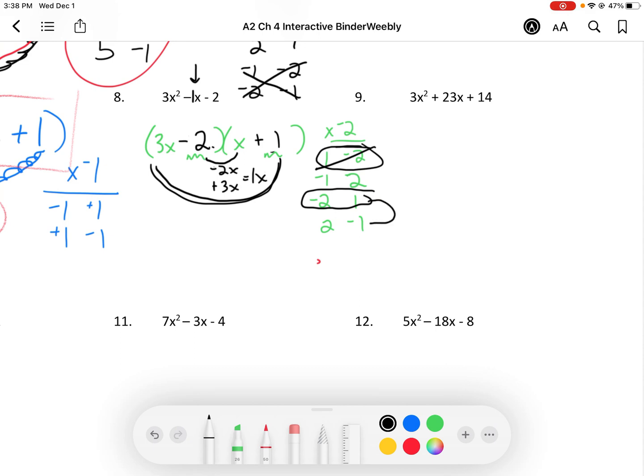When that happens, just switch which number is negative. So I'm going to make the 2 positive and the 1 negative. Let's see what happens now. +2x, -3x. Hey, that equals -1x. That is the right option.